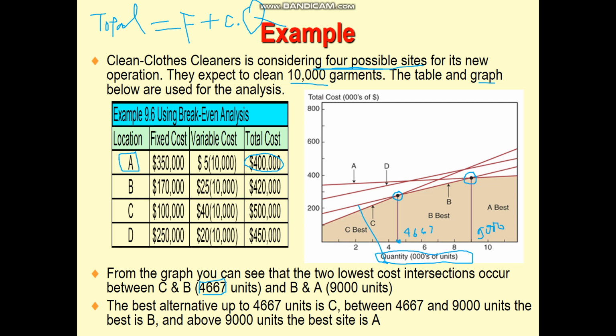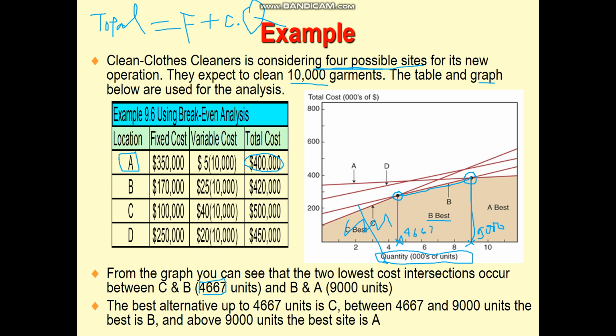So if we expect to clean less than 4,667 garments, location C will be the best location because it incurs the lowest cost. But if the quantity of garments we want to clean is between 4,667 and 9,000 garments, B is the best location because the total cost in B is the lowest.